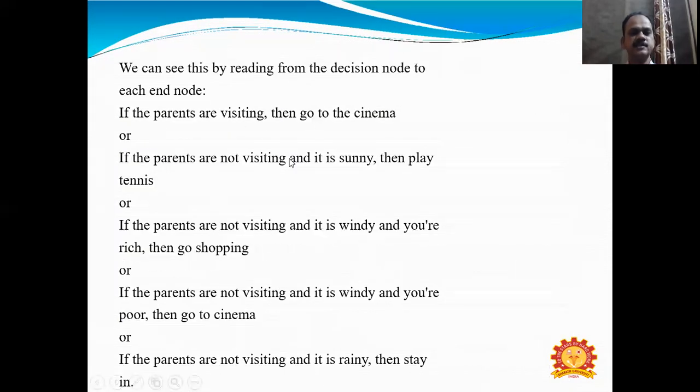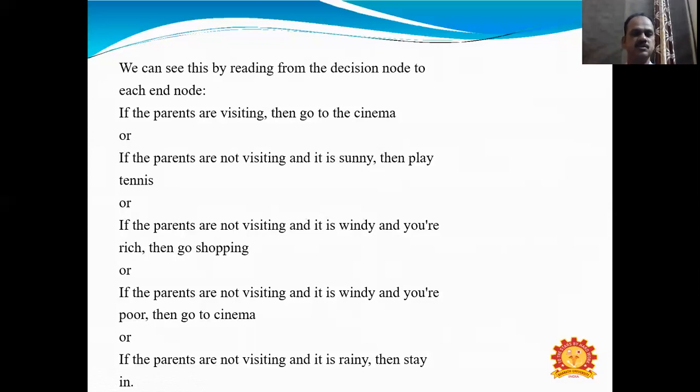So this condition is what everyone should keep in mind to build the decision tree. If the parents are visiting, then go to the cinema. Otherwise, if the parents are not visiting and it is sunny, then play tennis. So the first one is true, we need to split the branch at left side. The second one may be false, we need to split the branch at right side.